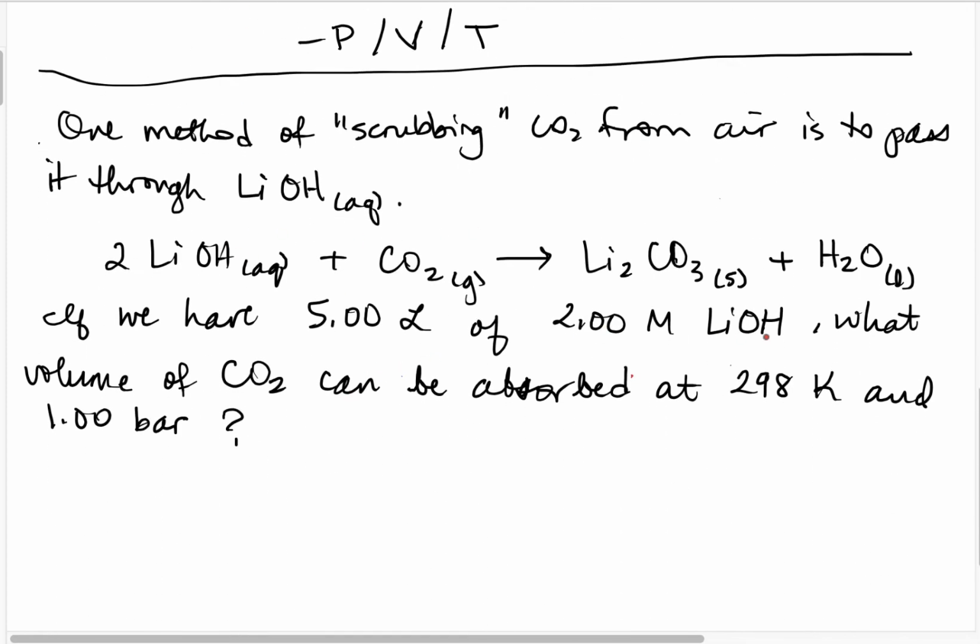So we have a certain amount of lithium hydroxide. We're asking about carbon dioxide. So that means our lithium hydroxide is going to be our A, and our carbon dioxide is going to be our B. And for start and end, we have this information about the lithium hydroxide. So that means we're starting from our volume and our molarity track, and we are going to be going to our volume of gas track.